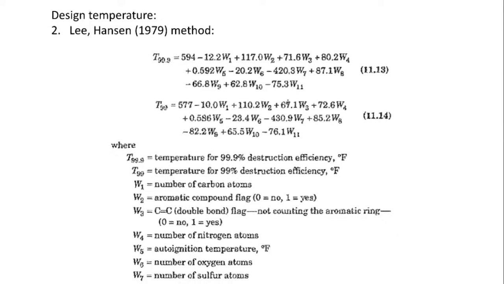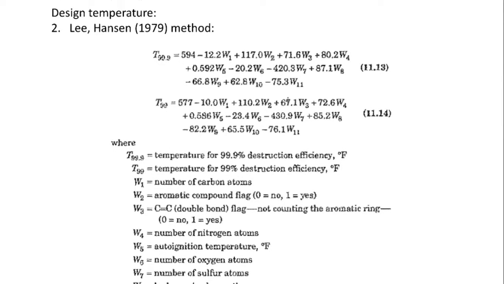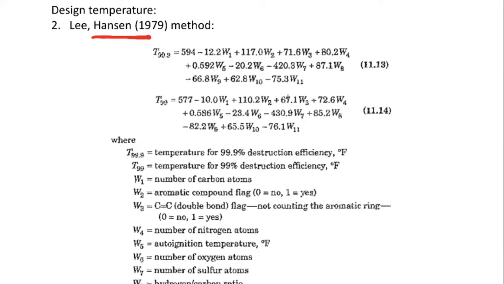So the second method is called the Lee-Hansen method, okay? This Hansen here is Dr. Ronald Hansen at Stanford University. He spent a lot of effort in understanding the combustion of a lot of hydrocarbons. Actually, he designed a laser diagnostic method to study how completely the hydrocarbons are combusted in reactors, okay? So they came up with this method to find out the optimal oxidation temperature for the hydrocarbons.